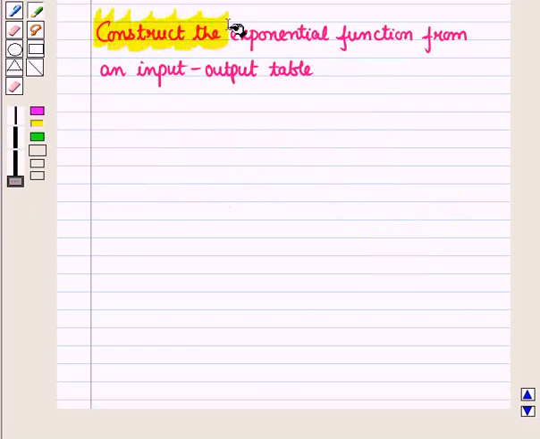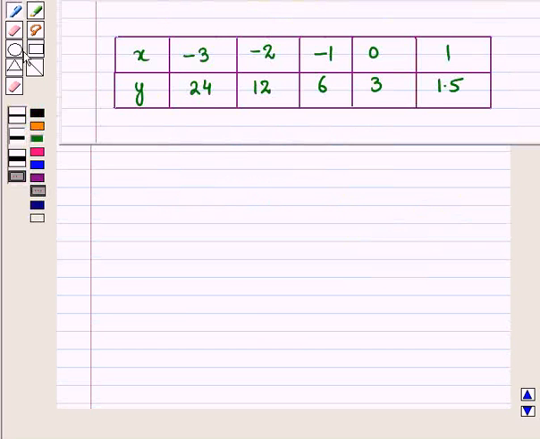Now let us see how to construct the exponential function from an input-output table. Now see the following input-output table. We have to construct an exponential function from this table. Now general exponential function is of the form y is equal to a into b raised to power x, where b is the constant factor, that is the amount by which the value of expression gets multiplied for each unit increase in x.